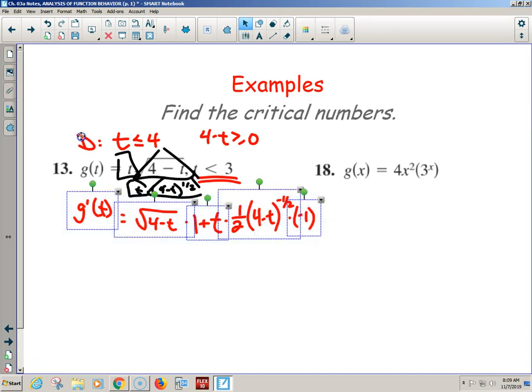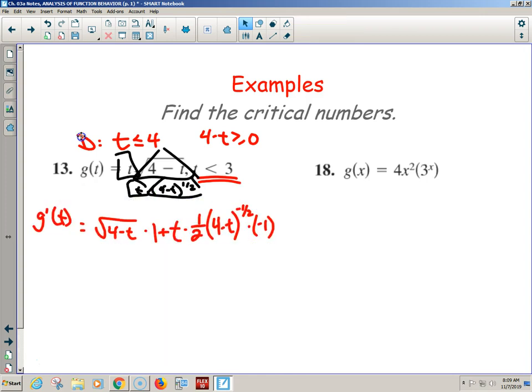Try to bring down the 1/2, take the whole thing and make it to the negative 1/2 power, then times u prime. And just a few of you have gotten used to, oh, hey, isn't that like a 2 down here with a square root down here? You're exactly right. Just don't forget the negative 1 times the t.